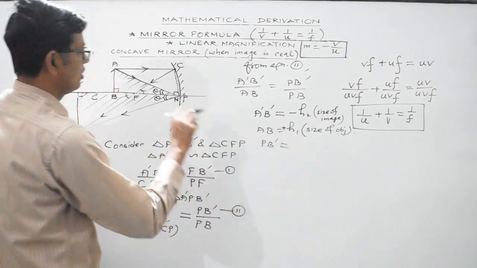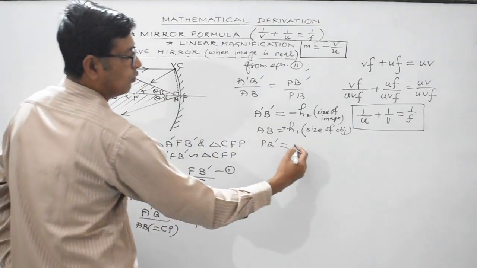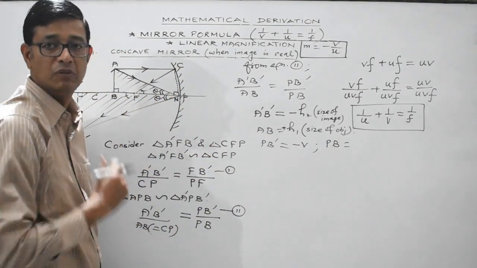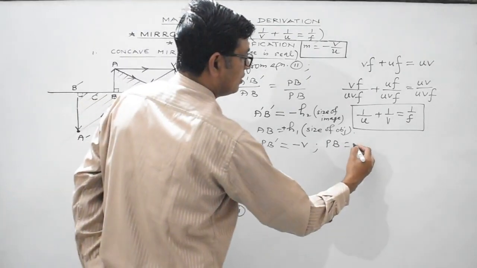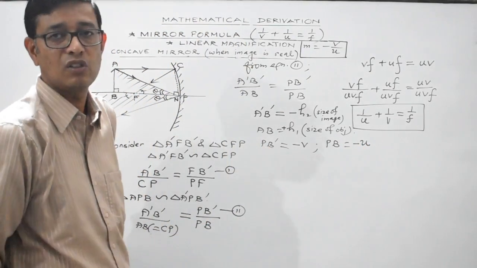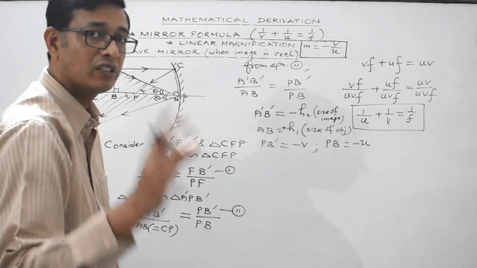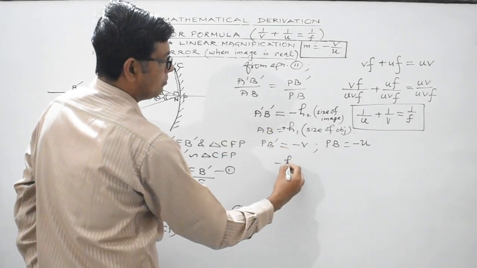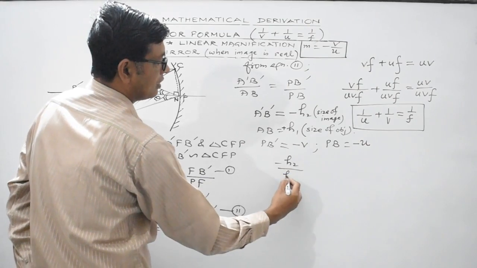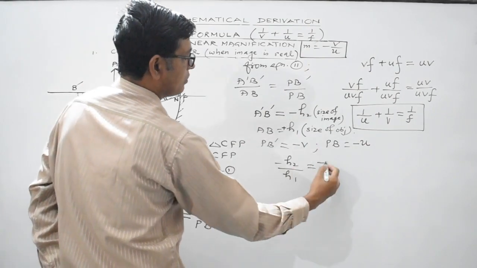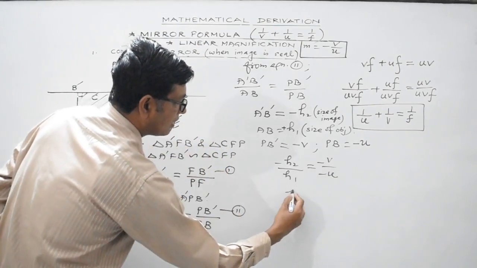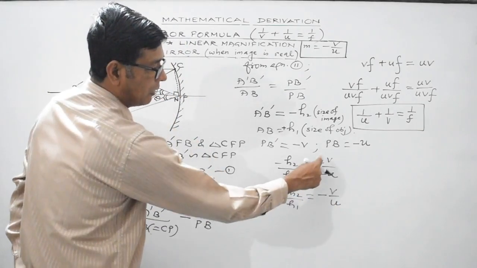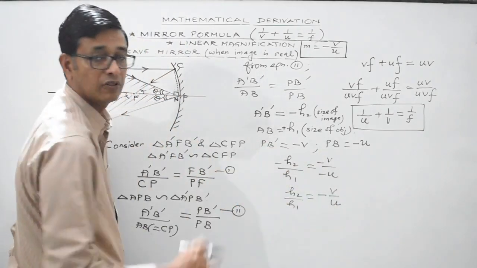What about PB dash? It's the image distance from the pole which is negative, just now we have discussed. PB, object distance, object is placed always in front of the mirror. It is always real, so it is always negative. In the case of mirrors, the real distances are always negative. Virtual distance, they are always positive. So let's substitute these values over here. What do you get is A dash B dash, it is minus H2. AB, it is H1. PB dash, it's minus V. PB, it's minus U. We can write it as H2 by H1 is equal to minus V by U. Right? Minus minus get cancelled, this minus sign goes over there, we are left with this.